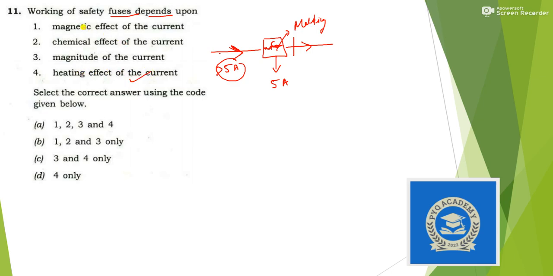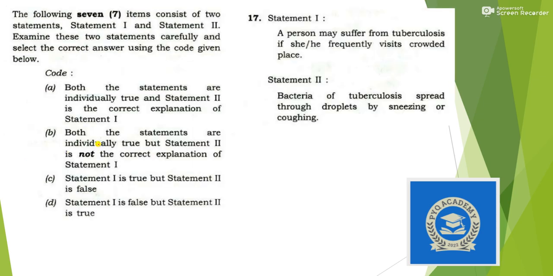Second, first, magnetic effect of electric current, no. Then chemical effect of electric current, it is also no. Then magnitude of current, yes, it depends upon the magnitude of current, because the higher magnitude will melt the wire inside the fuse. So yes, we have option 3 and option 4 as correct. So our answer is option C. Now let's move to the next question.